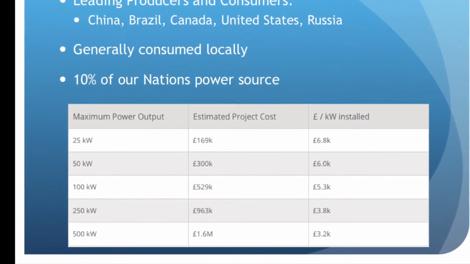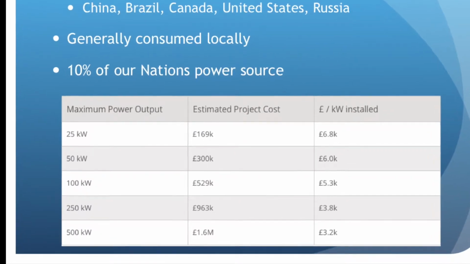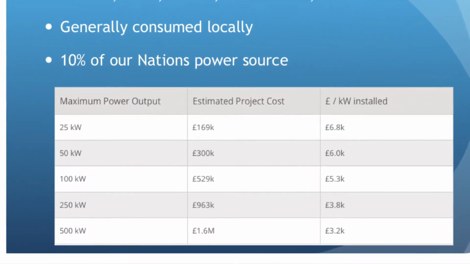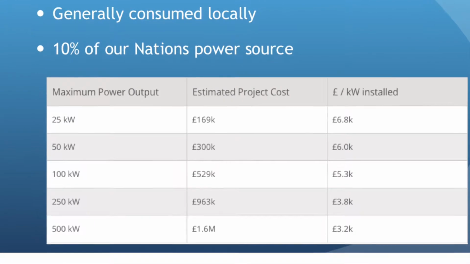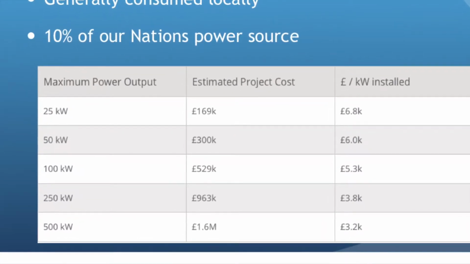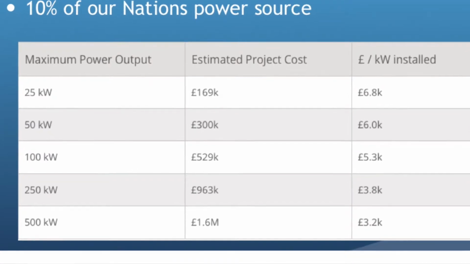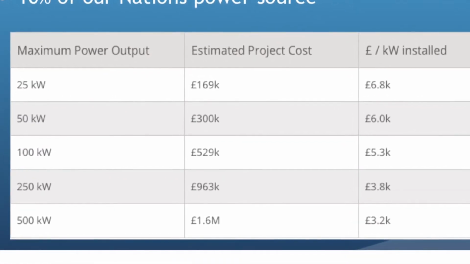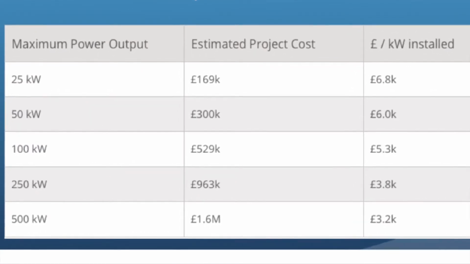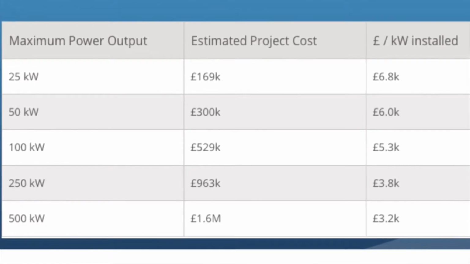Hydroelectricity accounts for 10% of our nation's power source. Here there's a table showing the maximum power output and the estimated project cost, and also the amount that it costs to install. For example, for 500 kilowatts, it costs 1.6 million pounds and 3.2 thousand to install.